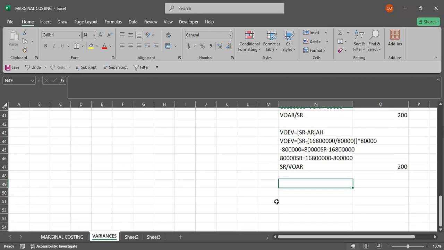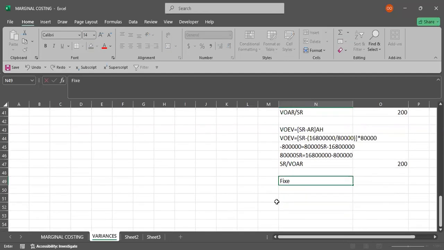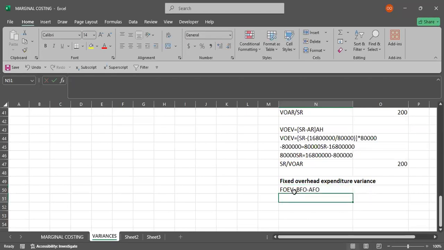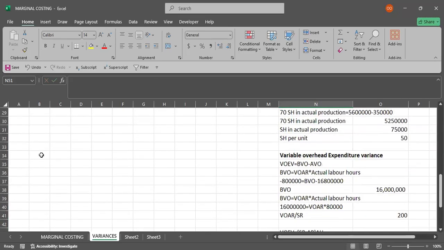fixed overhead expenditure variance, right? So fixed overhead expenditure variance is equal to budgeted fixed overhead minus actual fixed overheads, right? Good. So how do we get budgeted fixed overheads? We first of all need to get it from this part. So do we have fixed overhead expenditure variance?